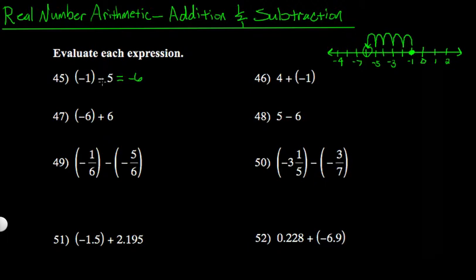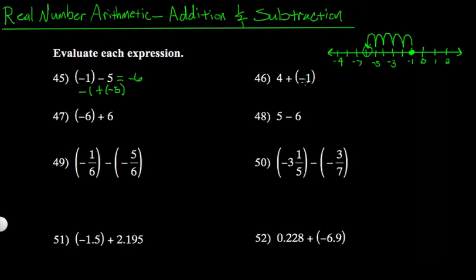You can also think about this by using the properties of addition and subtraction, meaning you can change the equation from subtraction to addition. So I can rewrite this as -1 plus -5. -1 minus 5 is the same as -1 plus -5. If I have -1 and I add it to -5, that is -6.